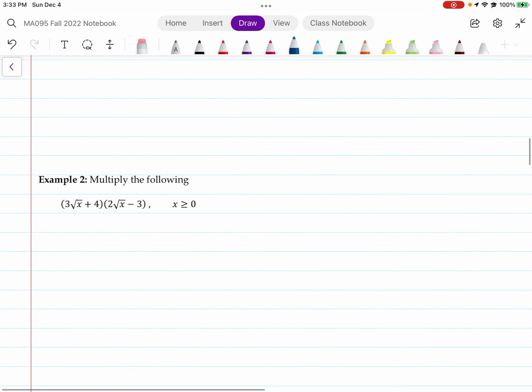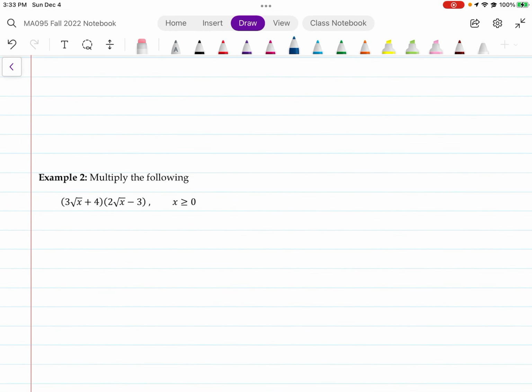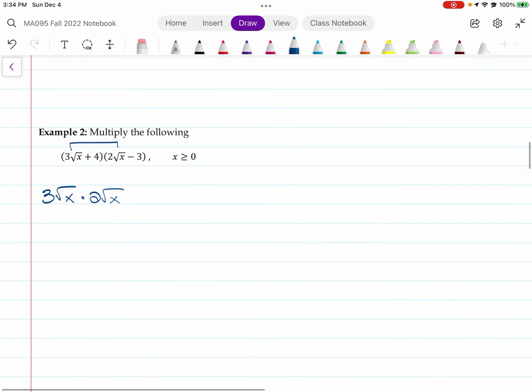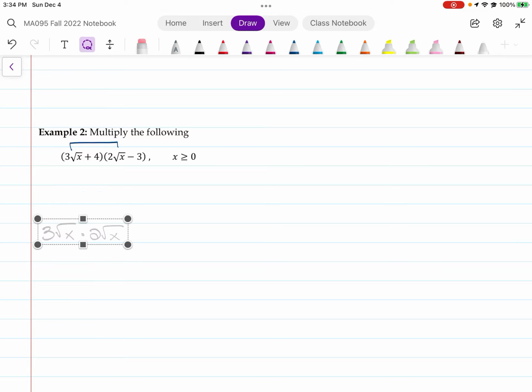All right, so multiply the following. We've got 3 square root of x plus 2 square root of x. Now, do not skip anything here. All right, I'm even going to color code this. So this is our first term, and we get 3 square root of x times 2 square root of x. All right, now I'm going to scoot this down so I have a little bit of room to do all of this. I'm going to use multiple colors.